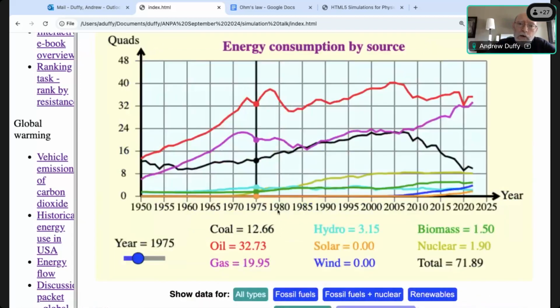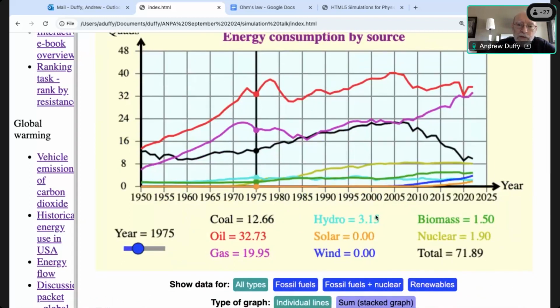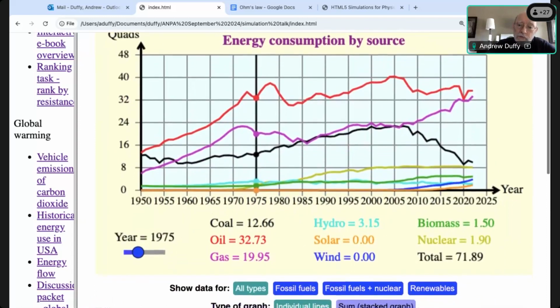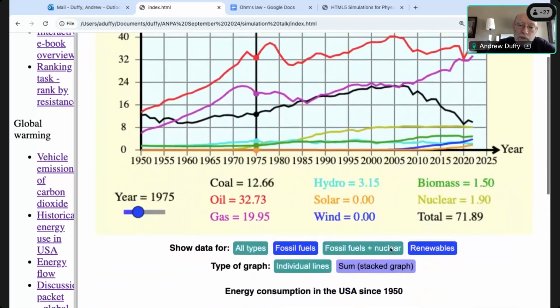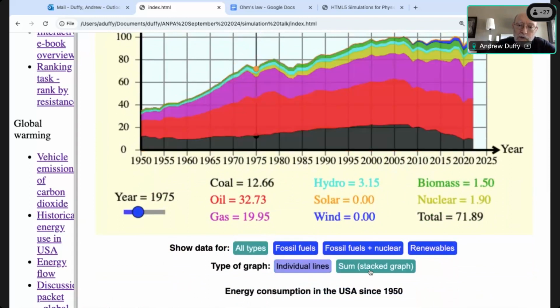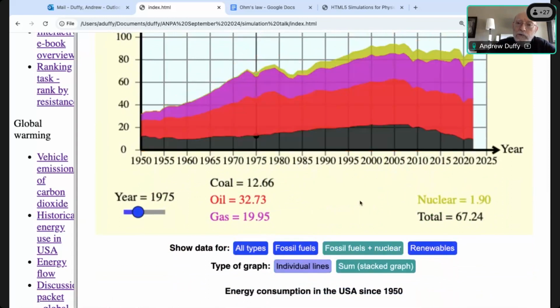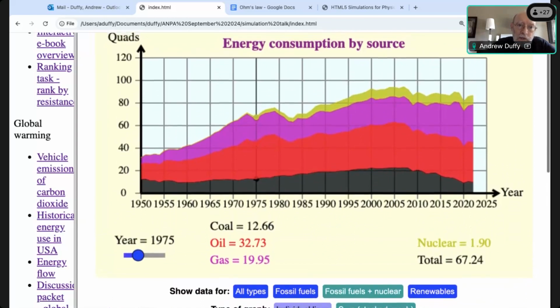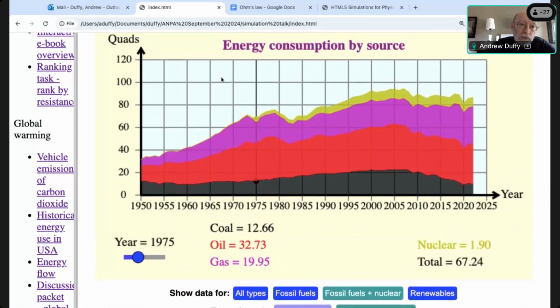Here's another one, which is not really a simulation. It's just a way to present the data. And so here you can look at energy consumption by source of, again, American energy. Okay, so let's do this sum graph, and I'll look at maybe fossil fuels and nuclear for the moment. Okay, so the black stuff at the bottom is coal, and you can see that this is in units of quads. A quad is a quadrillion British thermal units, quadrillion BTUs. That's approximately 10 to the 18 joules.